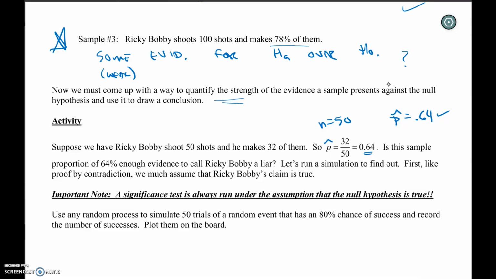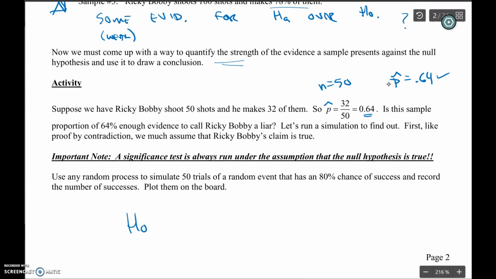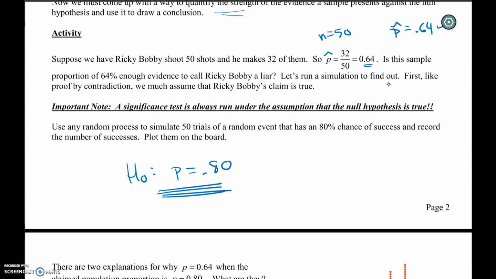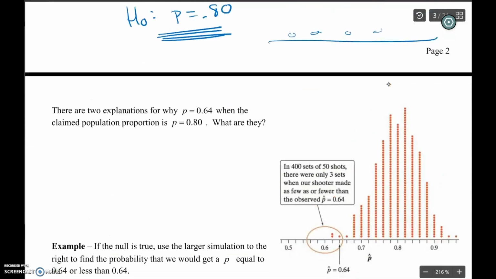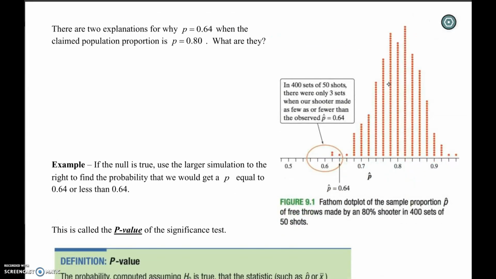First, like proof by contradiction, we must assume that Ricky Bobby's claim is true. The null was that he makes 80%. This is the assumption under which the test is run, always. So we're going to assume Ricky Bobby makes 80%. We did this on the calculator in class and created a dot plot of simulated sample proportions. But if we flip to the next page, we'll see a computer-generated output of that same simulation.